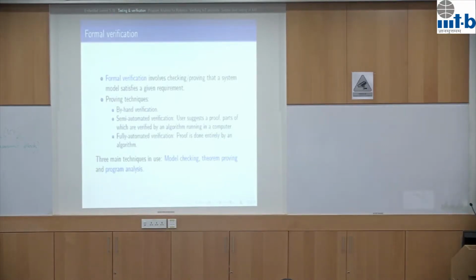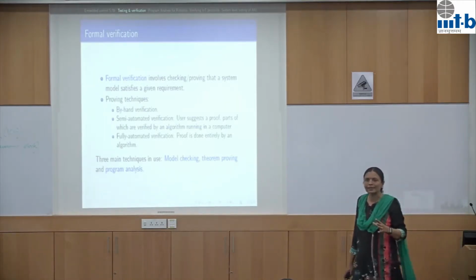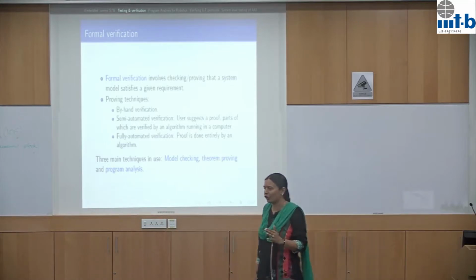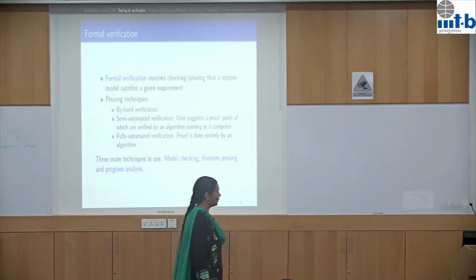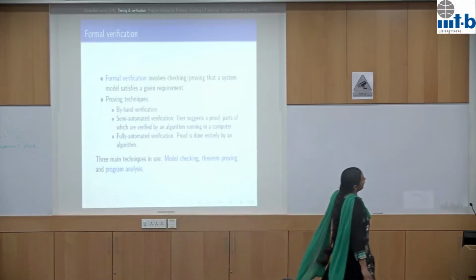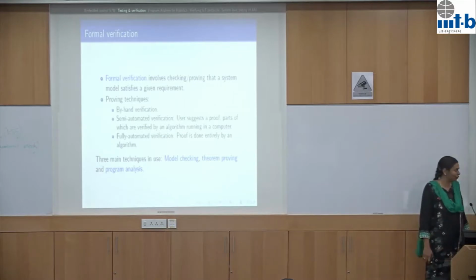The second thing is semi-automated proof. Parts of it an algorithm will do for you. Some lemmas that are obvious, some propositions that are obvious, an algorithm will do it for you. You just do the main part as a human, right? So that is semi-automated because it's partly automated. The third kind is you can rely on an algorithm itself to do the proof, right? So these three kinds of proofs you do.